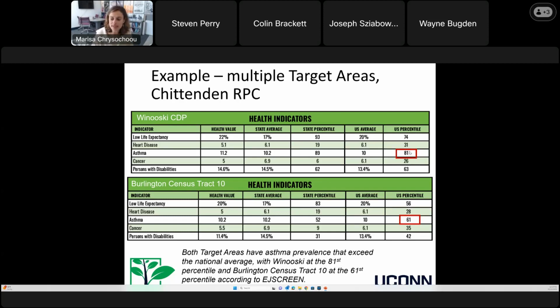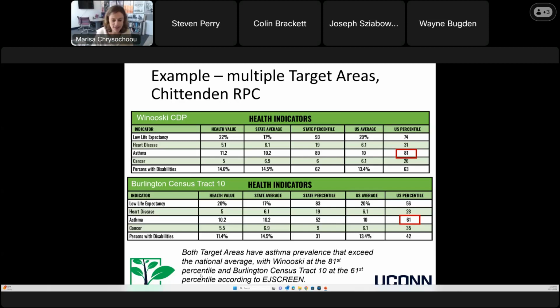I will point out here that in case your US percentiles are below 50%, but your state percentiles are above 50%, you can use the state percentiles. In this case, we have both the state and the US percentiles being above 50, and so we are better off using the national percentiles because you are competing for these grants nationally. So it is better to use national percentiles.